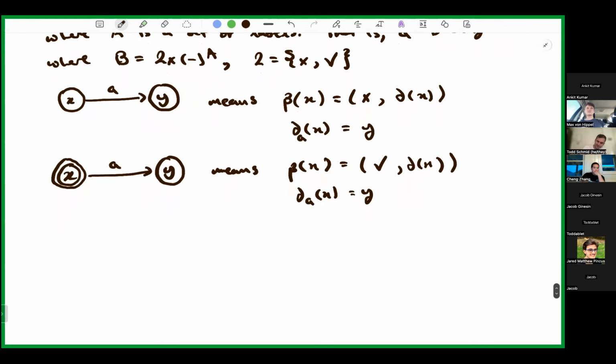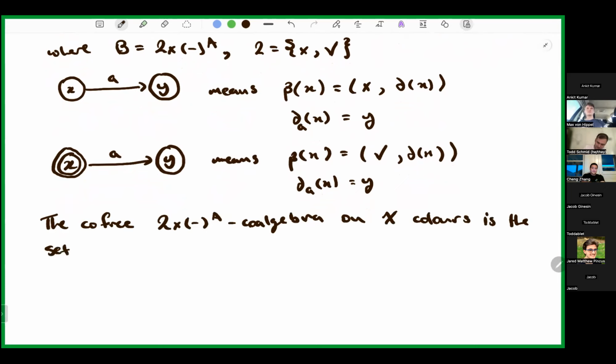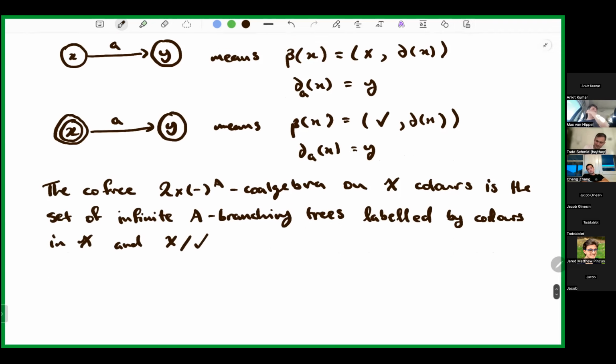The co-free deterministic automaton, 2 times X colors, is the set of infinite A branching trees labeled by colors in X, as well as these thumbs down, thumbs up emojis, which I'm writing as X and check mark.